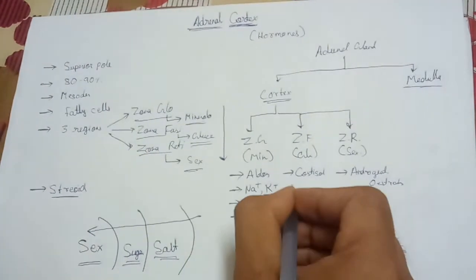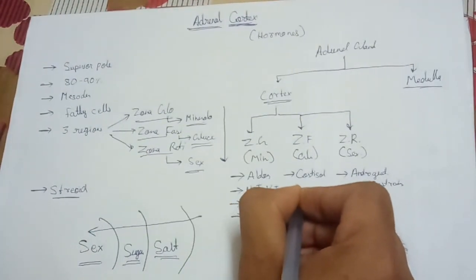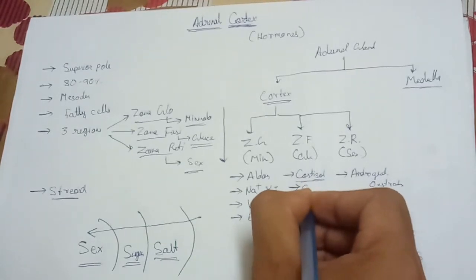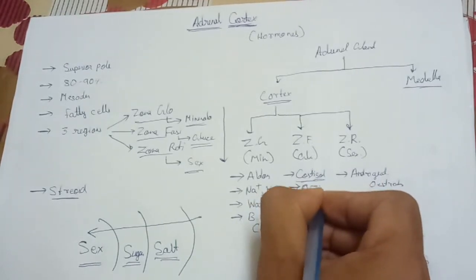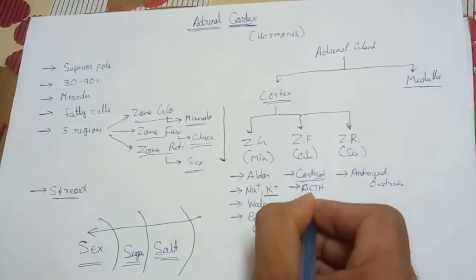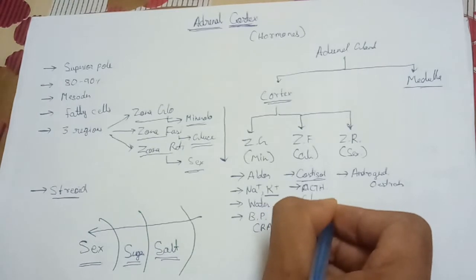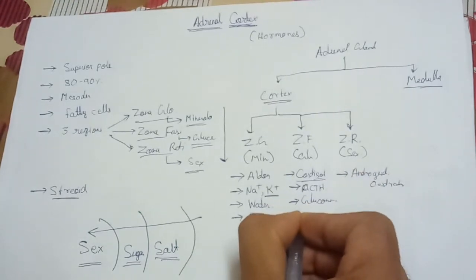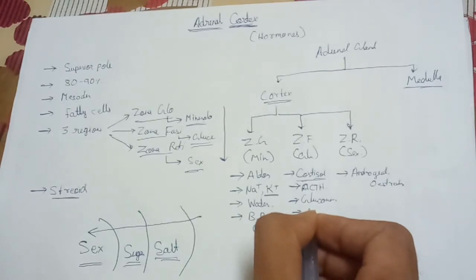Now the cortisol. The secretion of cortisol is controlled by ACTH, which is a pituitary hormone. It stimulates gluconeogenesis and increases sugar in the blood. It also has effects on fat metabolism and protein metabolism.